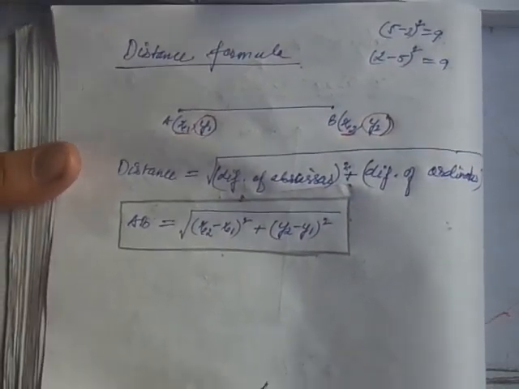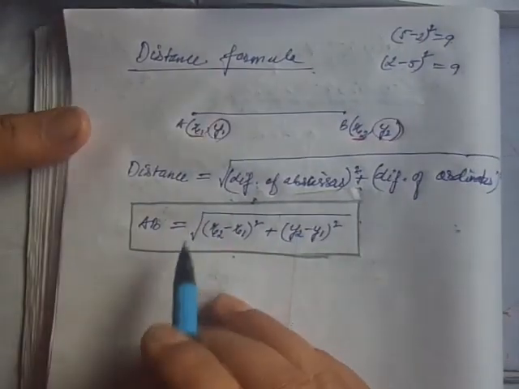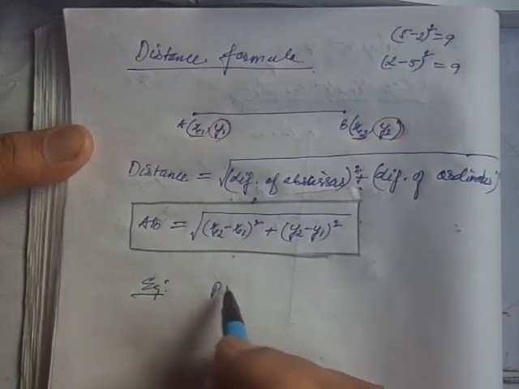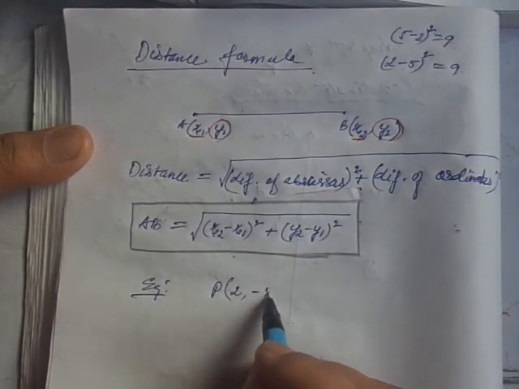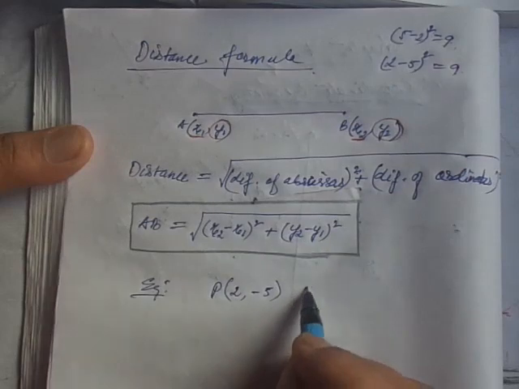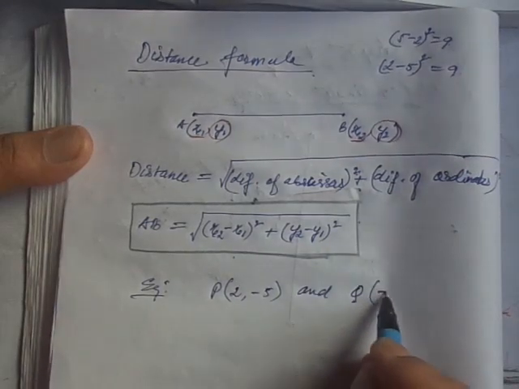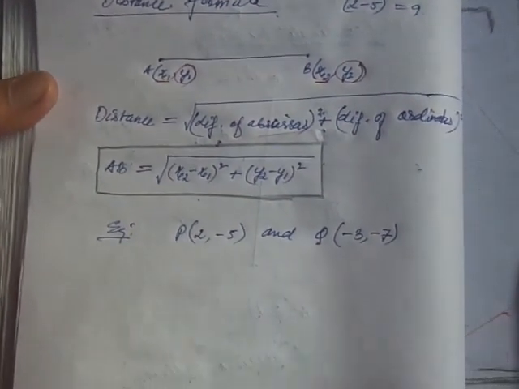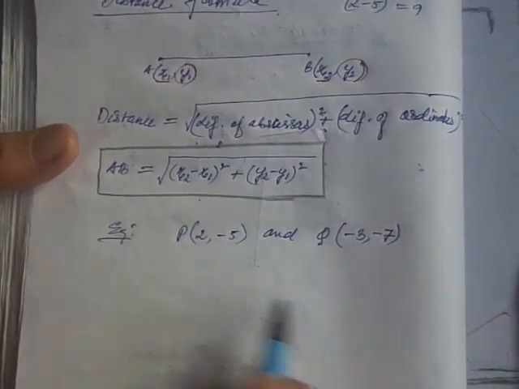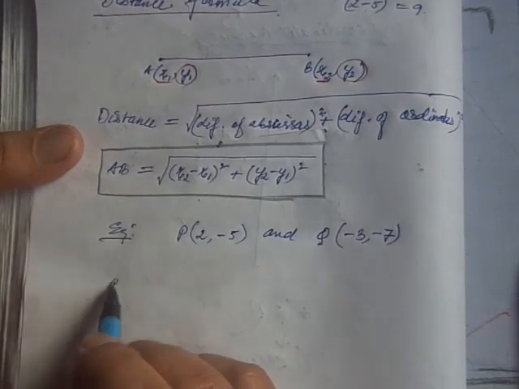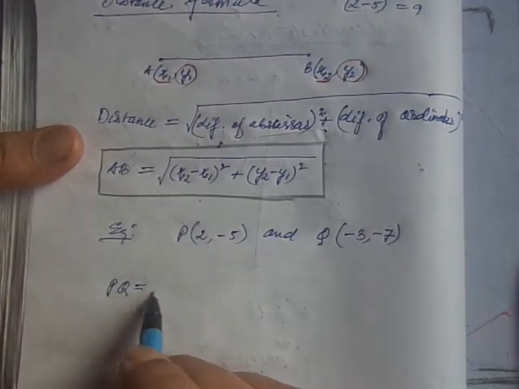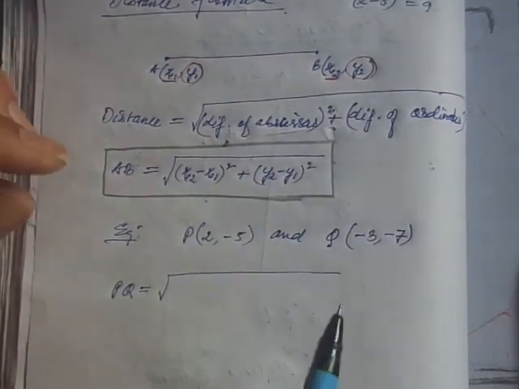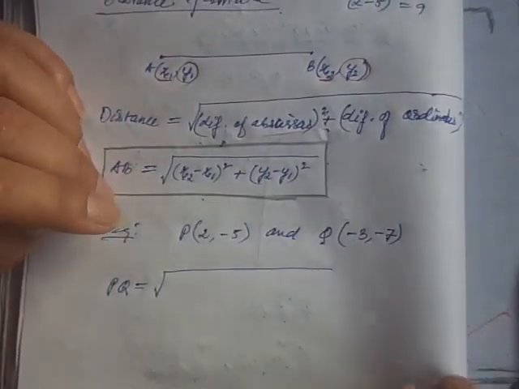Now let's see, I'll show you what I mean. For example, let's say P is a point (2, -5), and Q is (-3, -7). Now we want to find the distance between this P and Q. To find the distance PQ, we can say PQ equals square root of difference of, we'll not be writing this, but difference of abscissa. You need to remember this, difference of abscissa.